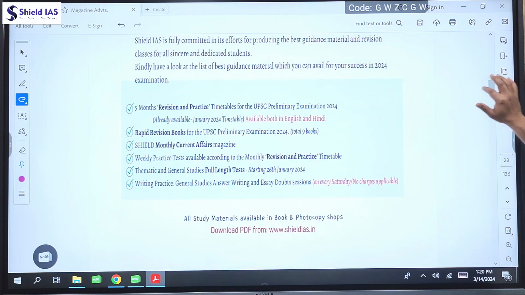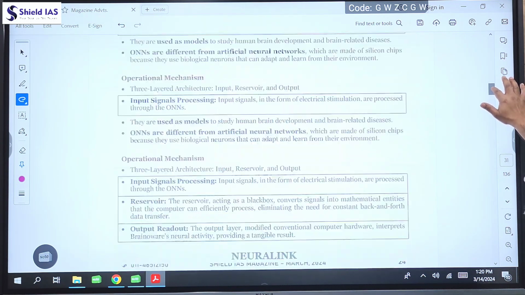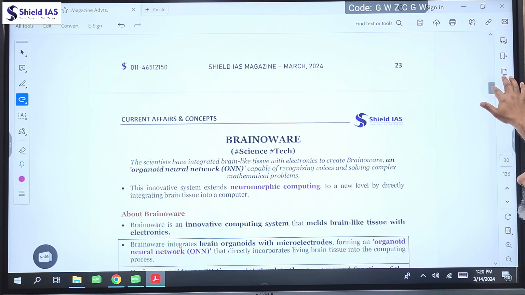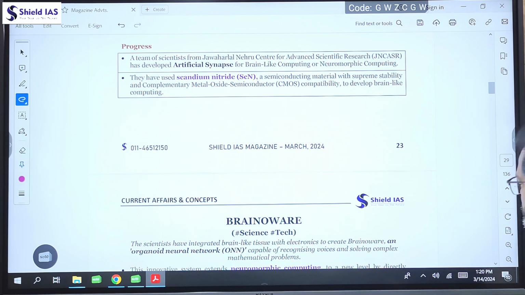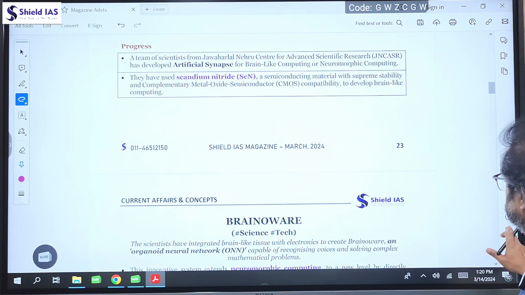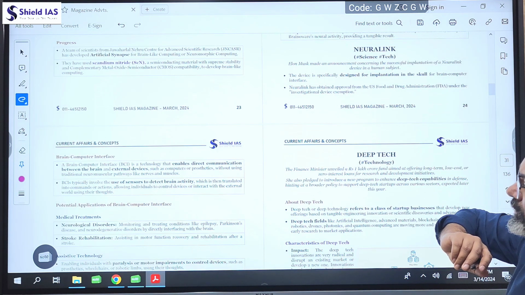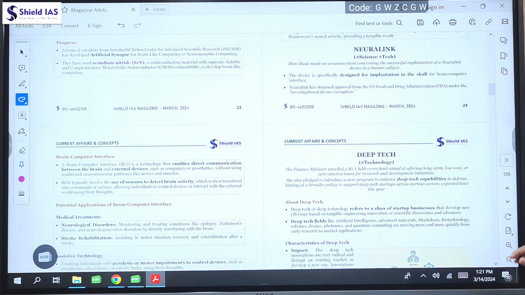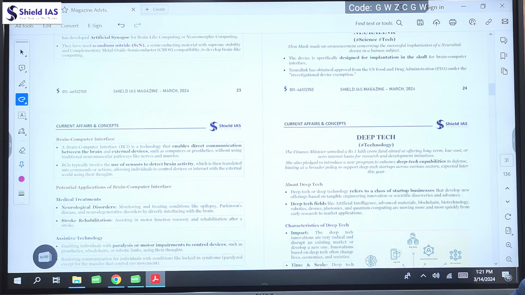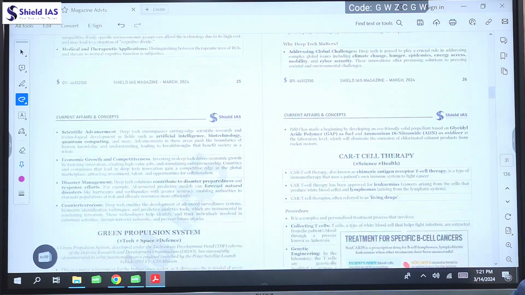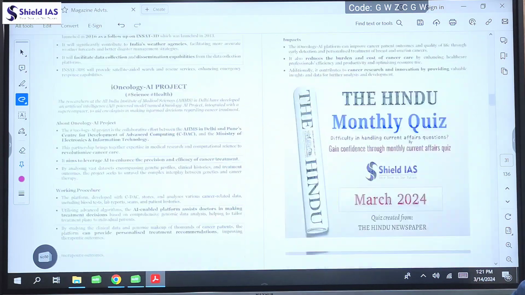Now similarly the science and tech section. Again we are seeing the deep tech. Now let us go through similarly.